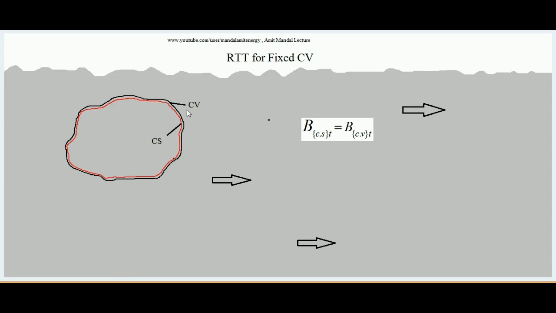Okay, so exactly at time t we can see that the control system is exactly fitting inside the control volume. So we can say that whatever property of the control system is there at time t is exactly equal to the property of the control volume at the same time t. B_CS(t) is equal to B_CV(t). We can write this because at time t we are starting our analysis, and since the control system is exactly fitting inside the control volume, whatever property the control system contains is the property of this entire control volume. So both are equal at time t.